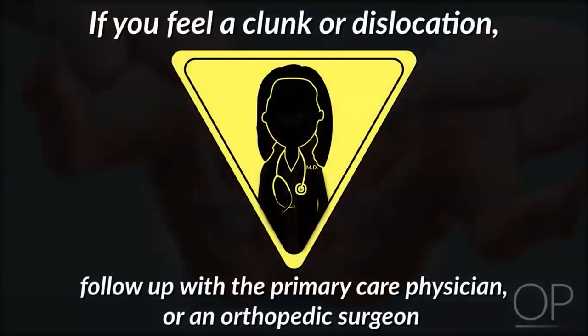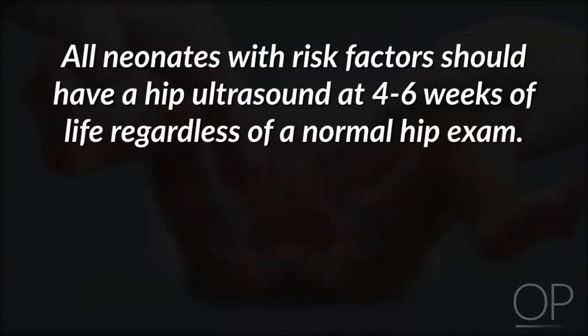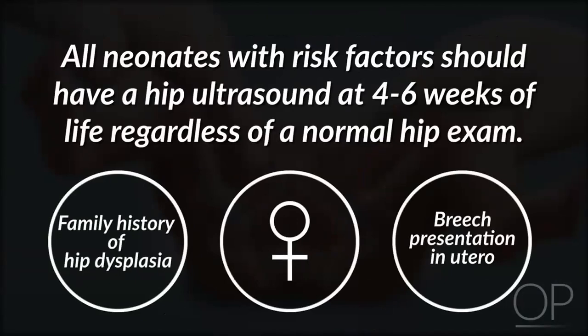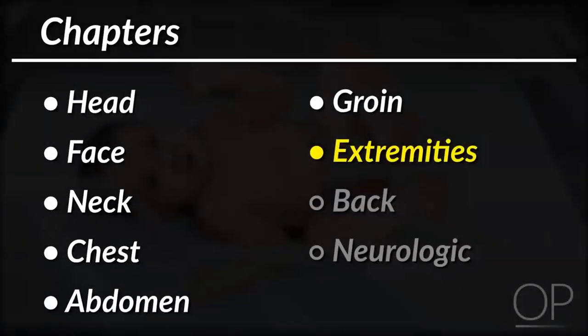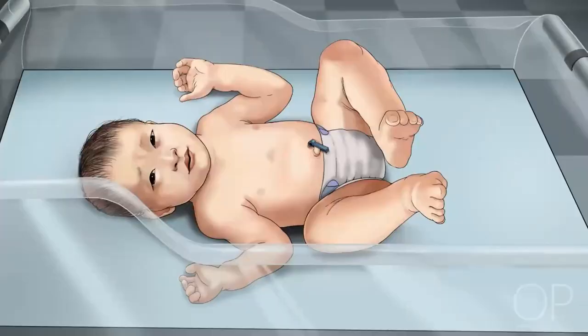If you feel a clunk or dislocation, close follow-up should be arranged with the primary care physician or an orthopedic surgeon, depending on the severity of the finding. All neonates with risk factors should have a hip ultrasound at 4 to 6 weeks of life, regardless of a normal hip exam. Extremities. Are there 10 fingers and 10 toes?